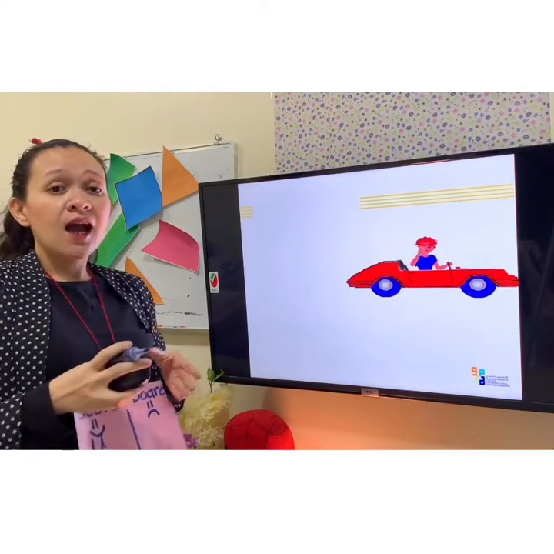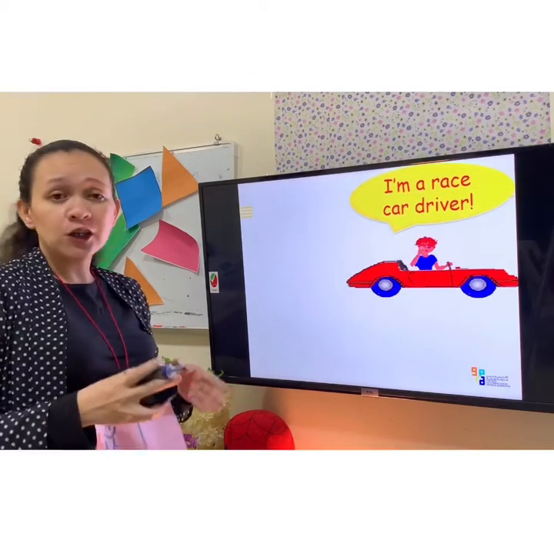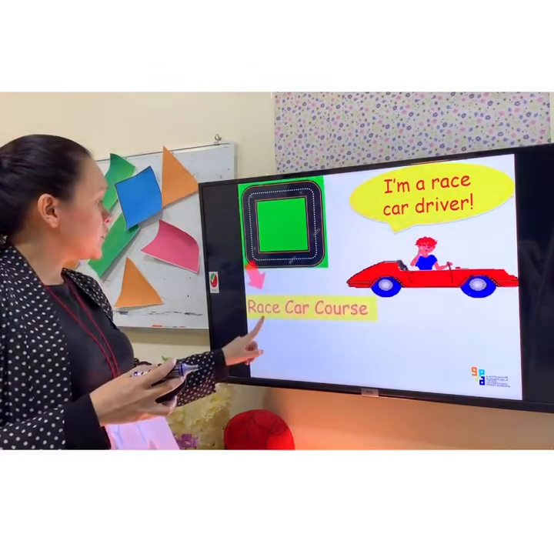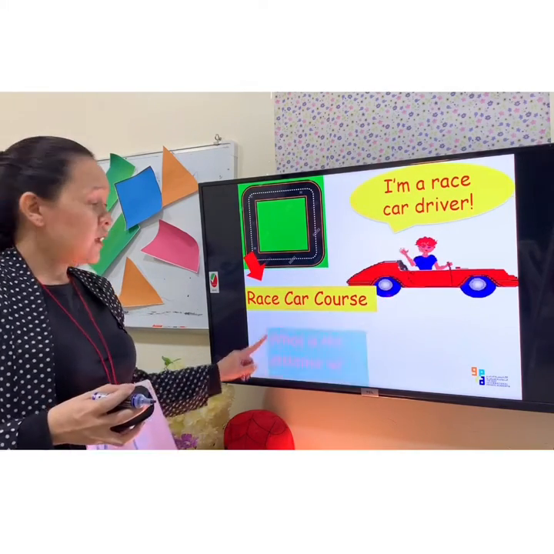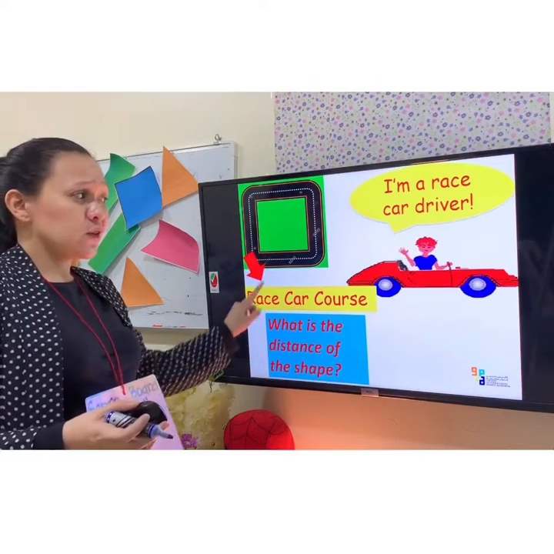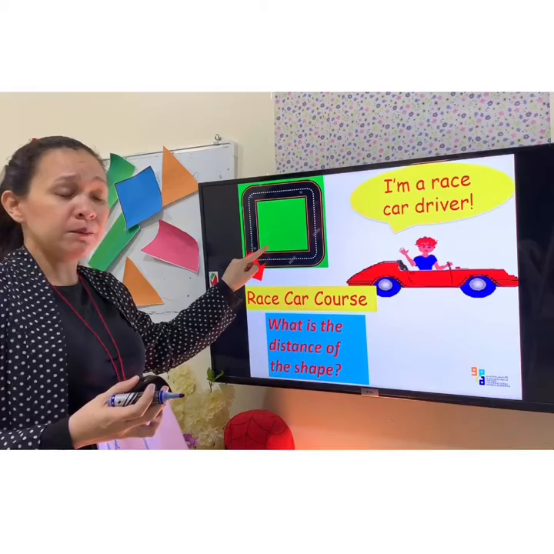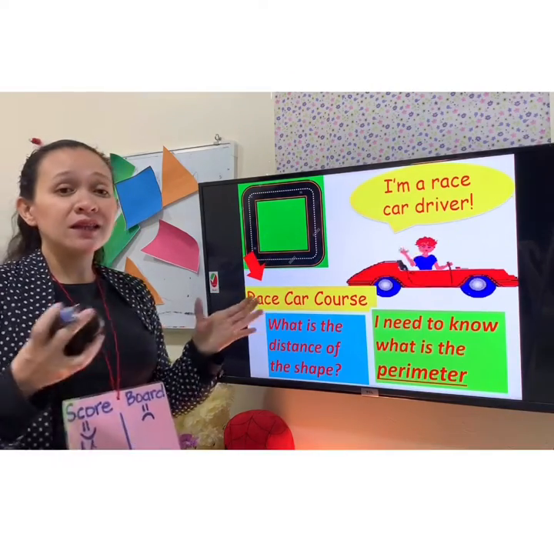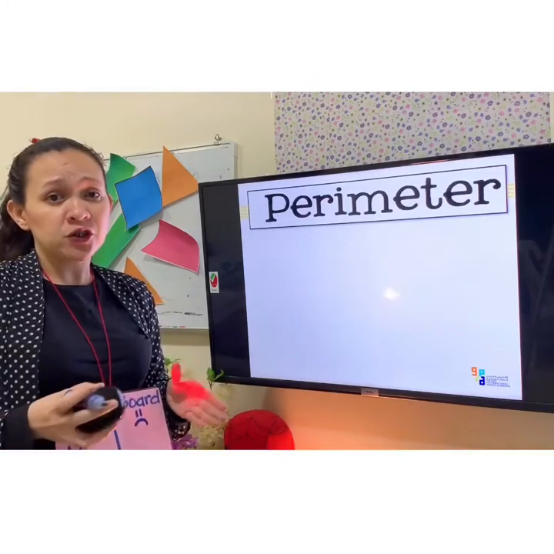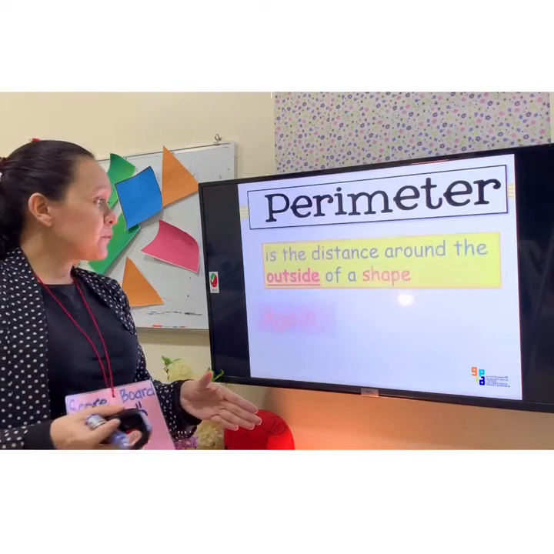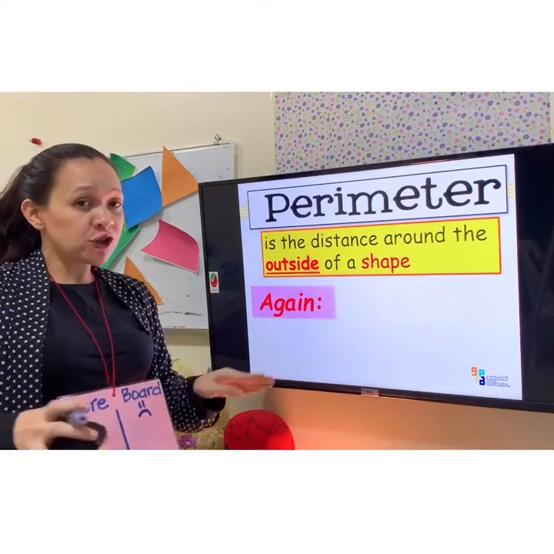For today, I want you to imagine that I am a race car driver, and I'm going to go here in the race car course. But I have a problem. What is the distance of this shape? To be able to know the distance of this shape, I need to know what the perimeter is. Now, what is really a perimeter? Remember the mirror words? Perimeter is the distance around the outside of a shape.